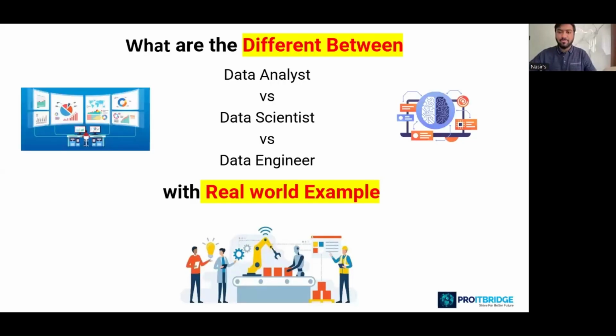Hey, hi everyone. In our previous video, we discussed what a data analyst is, what a data scientist is, and what a data engineer is, where we understood their jobs by taking one very simple example. In this video, we are going to dive deep into the aspects of data analyst, data scientist, and data engineer. Here, we are going to go through all these aspects.